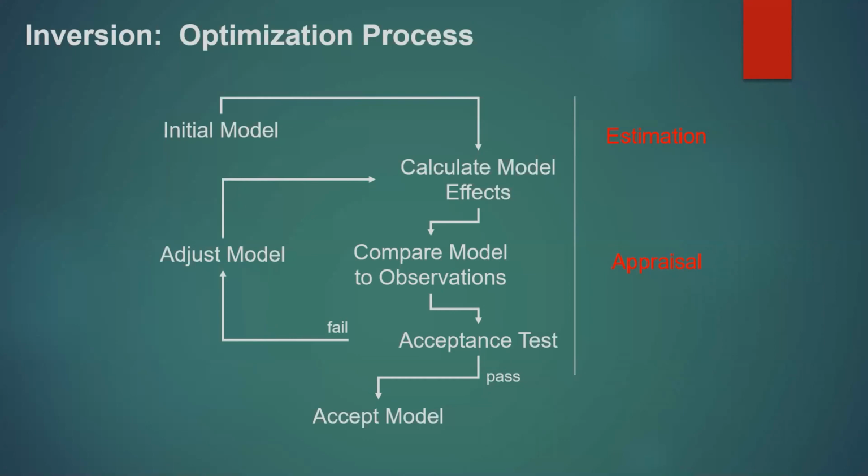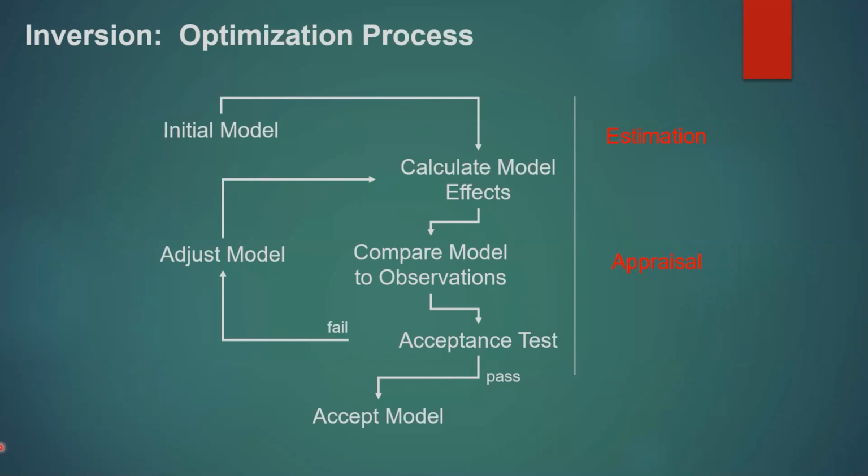One is you calculate the effects of an initial model and compare those results to the observed data. And the result of that comparison is then used to determine the model's acceptability. Now, that model you can either reject outright with your acceptance test, or you can conditionally accept it. You can modify it and compare it again. So this is where we go through the adjustment loop in the appraisal process here.